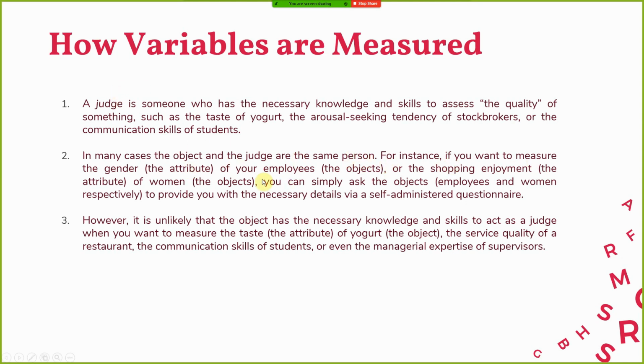For instance, if you want to measure the gender, the attribute of your employees, the objects, or the shopping enjoyment, which is the attribute of women, that is the object, you can simply ask the objects, employees and women respectively, to provide you with necessary details via a self-administered question. So for example, if I was to judge the service quality of a restaurant, who is the best judge to provide me with the answer? Someone who has eaten at that particular restaurant.